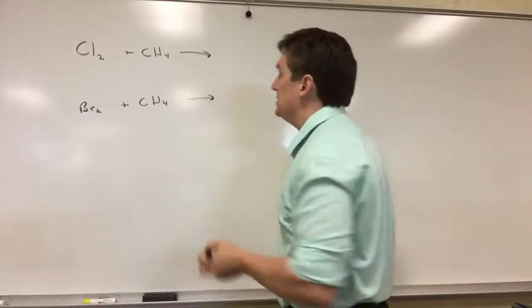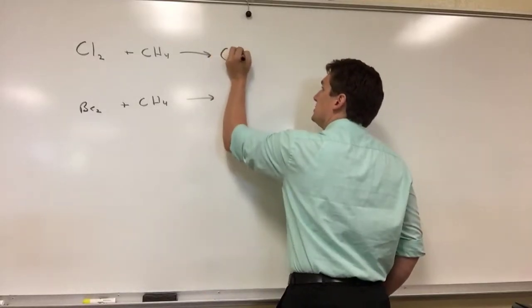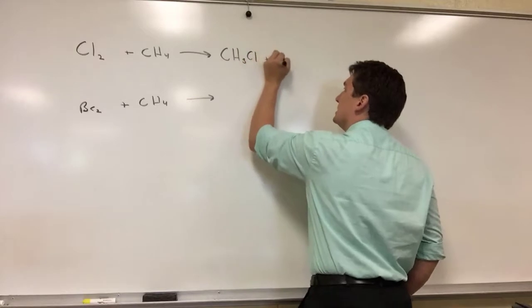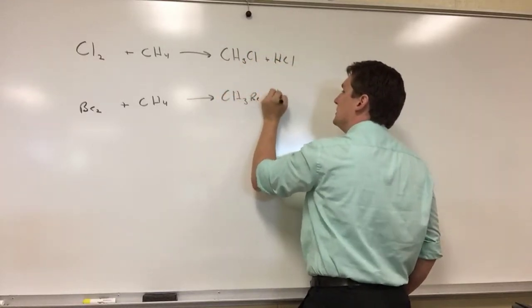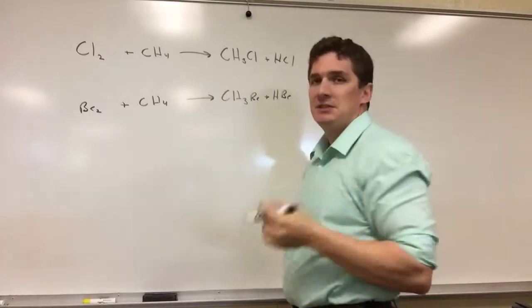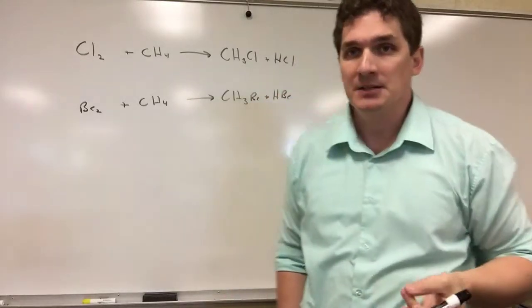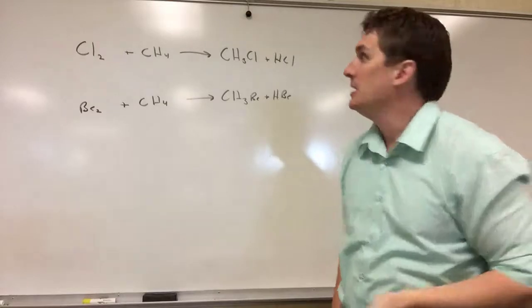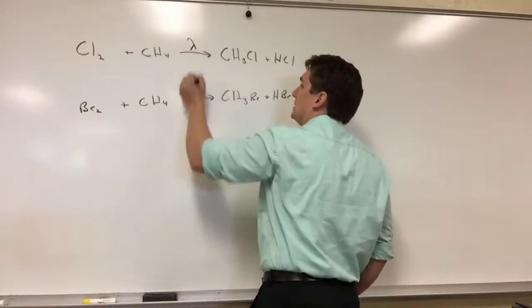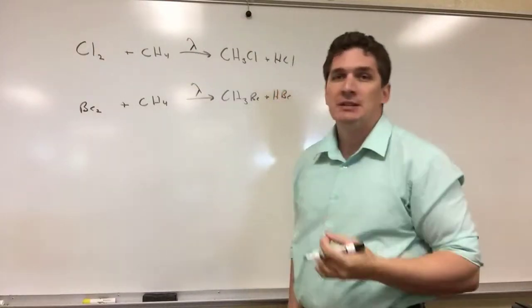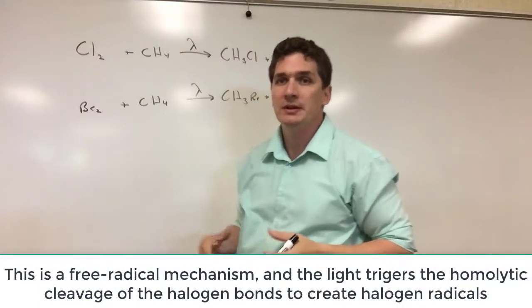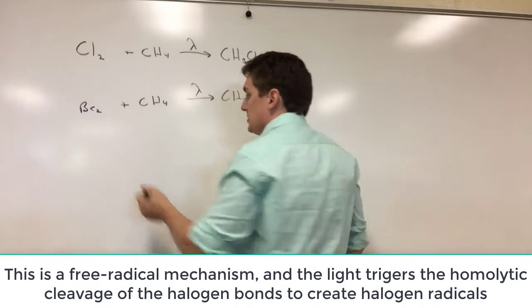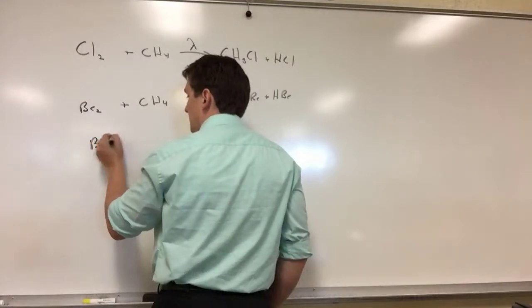So the overall reaction here will be something like CH3Cl plus HCl, or CH3Br plus HBr. Now this is going to operate through a free radical mechanism. So for halogenation of any type of alkane, we're usually going to see the lambda up here to indicate the light. The reason we need the light is that it's the first step in the mechanism, which dissociates the bromine or chlorine into a radical.